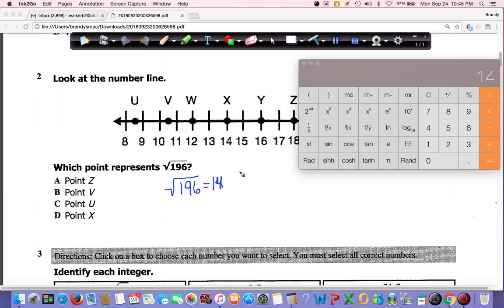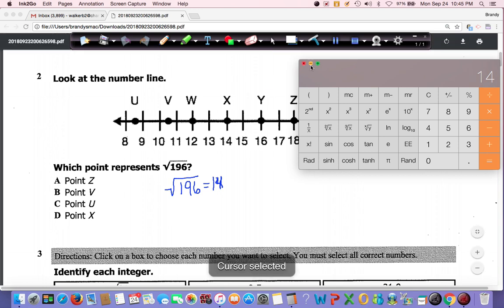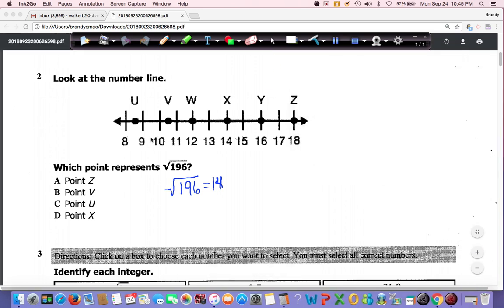All right, so now what you do is you come to your number line and you say, okay, well, which of these letters is at 14? And if I'm looking correctly, here's your 14. What letter is with it? That's your answer, because 14 is the point, right? So that's your answer. I'm going to stop here. You need to make sure you have this work written down and circle the correct answer. Pause the video. When we come back, we'll be on number 3.